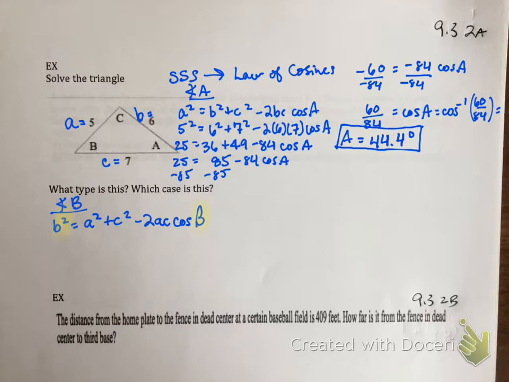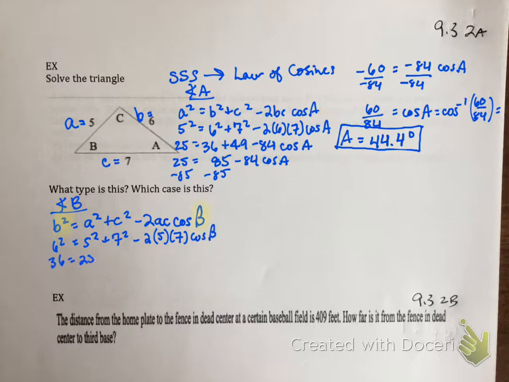All right, so let's do this. B is 6. 6 squared equals 5 squared plus 7 squared minus 2 times 5 times 7 cosine of angle B. This is 36.